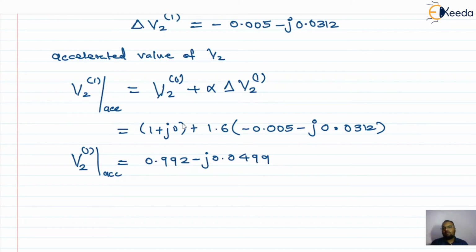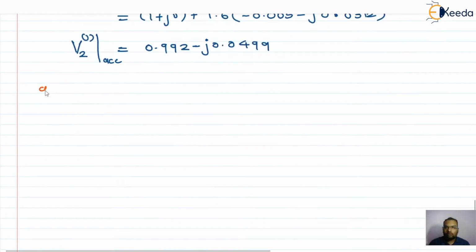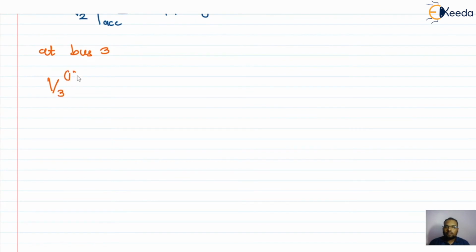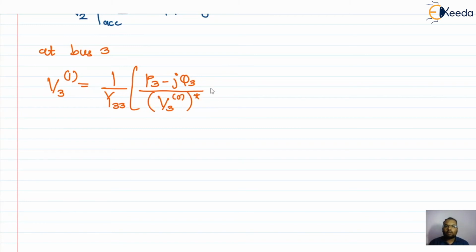Now we have to find the voltage at bus 3 in the first iteration. So let us do that at bus 3. This voltage at bus 3 in the first iteration can be written with the help of the formula. It is 1/Ykk, so k value is 3, so Y33 we will get here. Here we have (P3 minus jQ3) divided by the conjugate of V3 in the earlier iteration, minus summation i going from 1 to k minus 1. Okay, so this is the term. So directly we will write the terms.